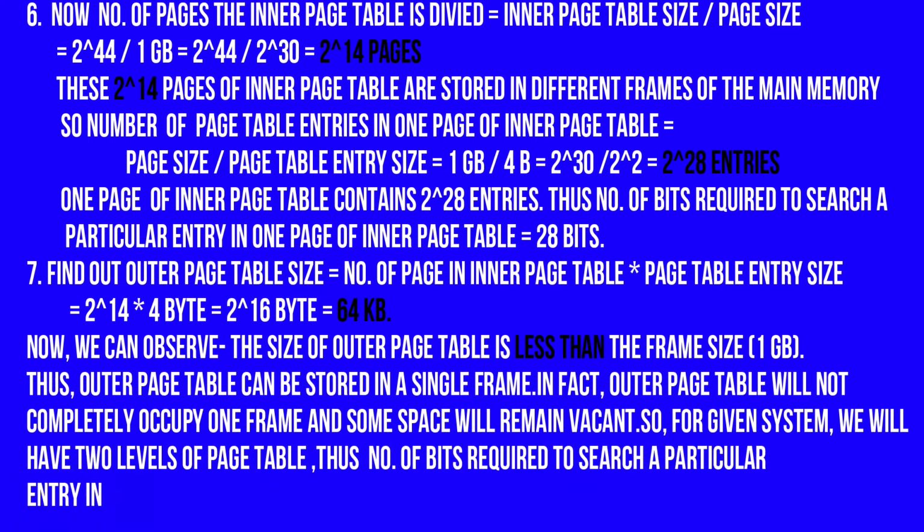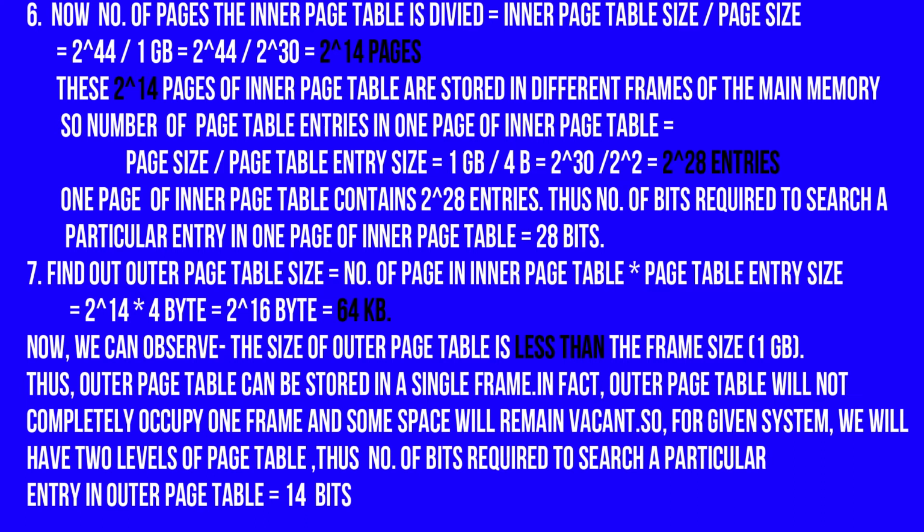Find out the outer page table size, which equals the number of pages in inner page table times the page table entry size. It means 2 to the power 14 times 4 byte equals 2 to the power 16 byte, which is 64 kilobyte. Now we can observe the size of outer page table is less than the frame size 1 GB. Thus outer page table can be stored in a single frame. In fact, outer page table will not completely occupy one frame and some space will remain vacant.